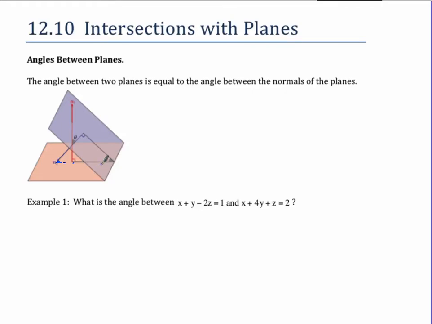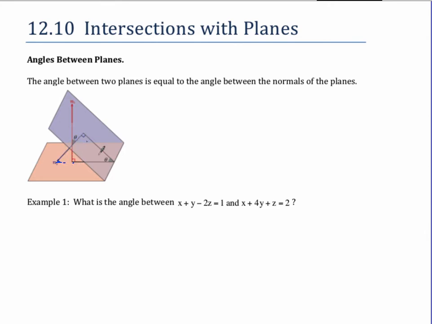Today we're looking at intersections with planes. So planes intersecting with planes and lines intersecting with planes. The way to do it with two planes intersecting is if you look at their normal lines, right? Here's the normal lines right here. And we'll call this angle theta.